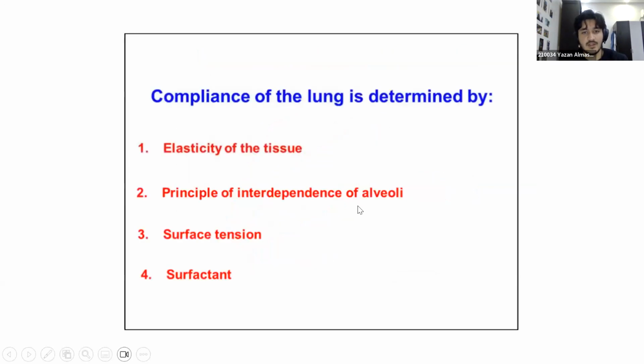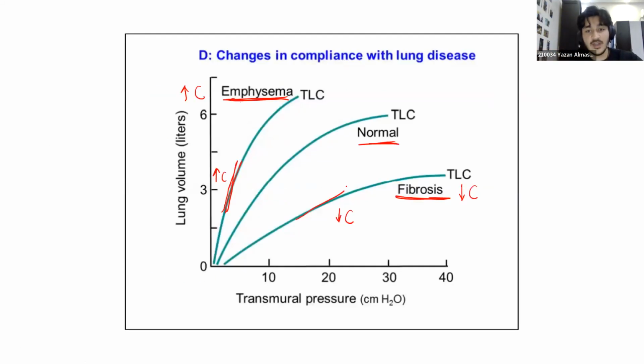Now, the compliance of the lung is determined by multiple things, and there are four factors. By the way, guys, we got a question about this when I was in first year, so keep in mind this is important. Maybe he'll re-mention this slide in another lecture or not. He brought this lecture and said which of the following represents this curve, without labeling it, and the answer was emphysema. Just keep that in mind.